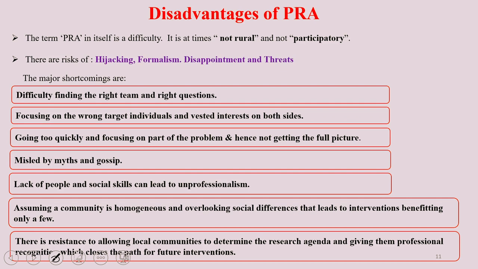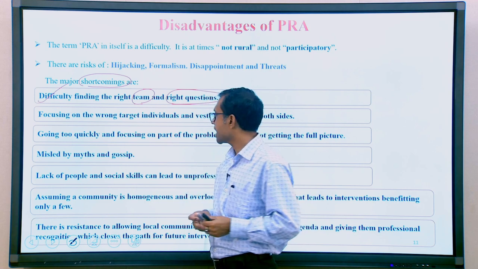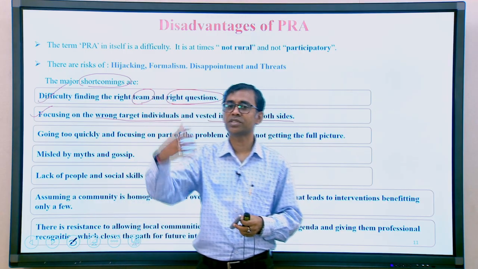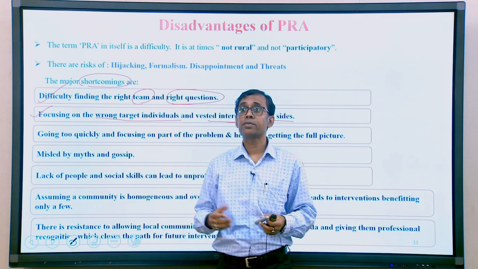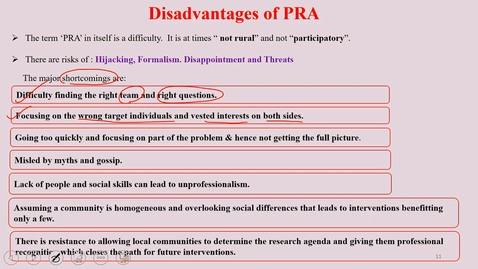But the major shortcoming or problem with PRA is that it is difficult to find the right team, the right combination of team, and the right set of questions. And that is why it is important, for a PRA exercise, to carry out a kind of pre-survey visit in an area to understand that area better. Then it also has the issue of focusing on the wrong target individuals and vested interest on both sides, both parties. So that is another danger that you might ultimately get attracted or get trapped by this wrong person and their interest. Or probably even the outsider like us going there might sometimes get misled by certain aspects.